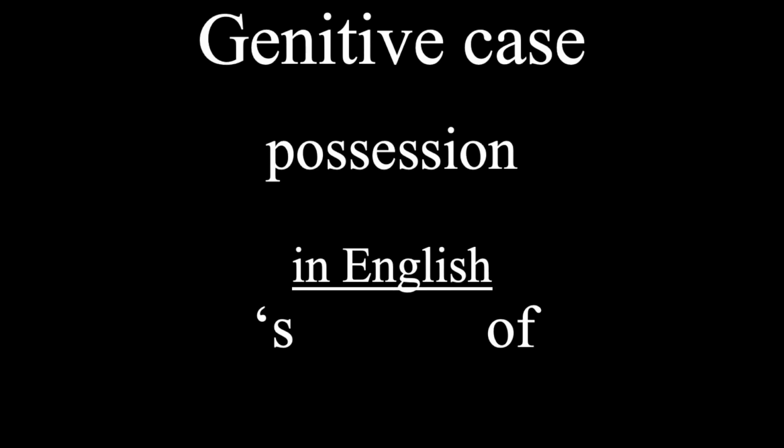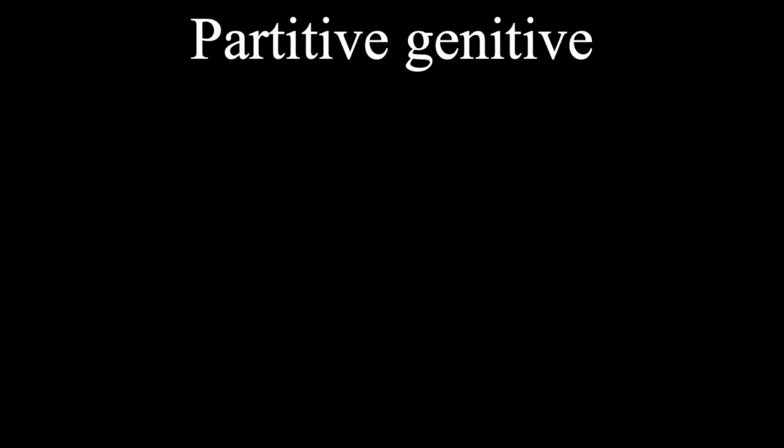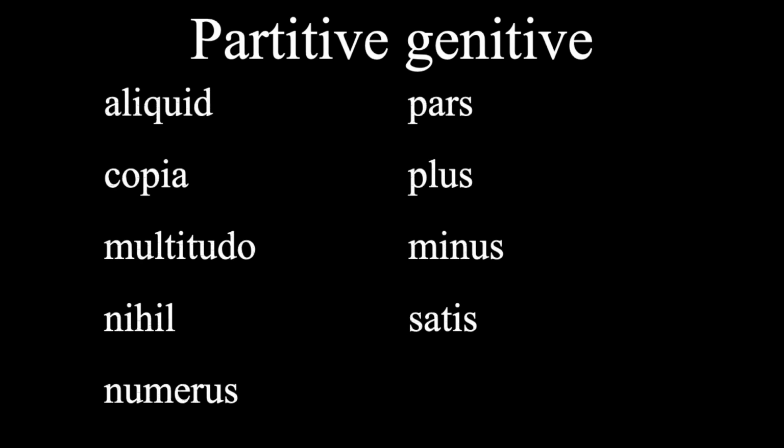The first one we're going to talk about is the partitive genitive. This deals with, as the name would imply, parts of a whole, amounts, quantities, things of that nature. Some of the time we'll be able to add of to translate this, and sometimes we won't need to add anything actually. So here's a list of words that often show up with partitive genitives.